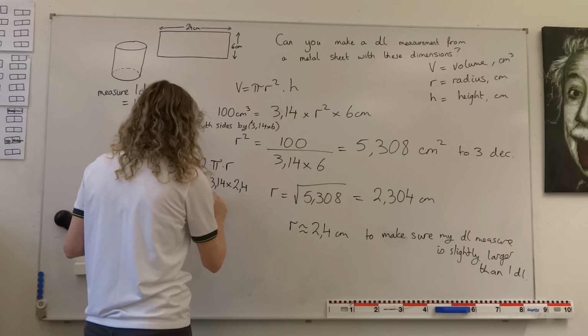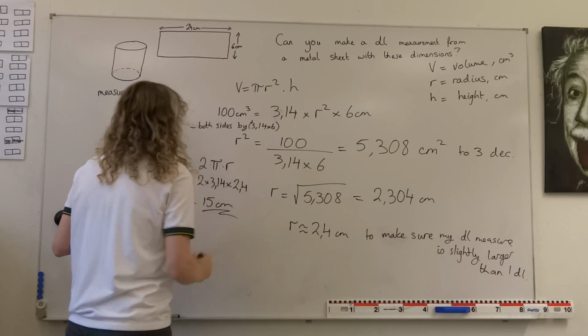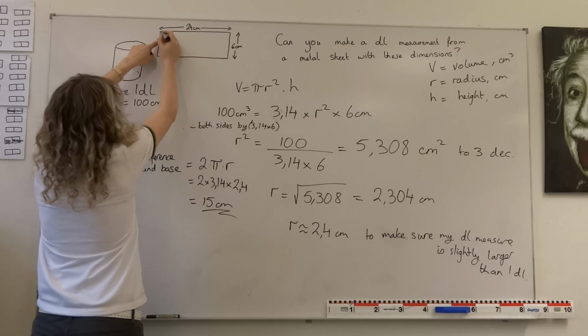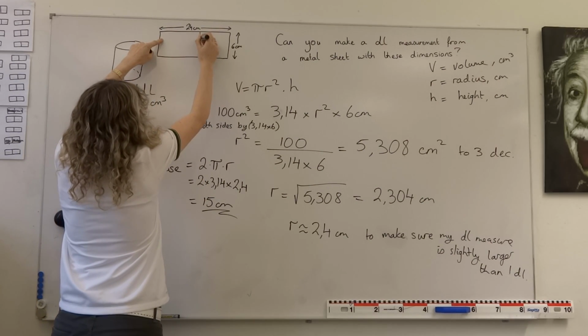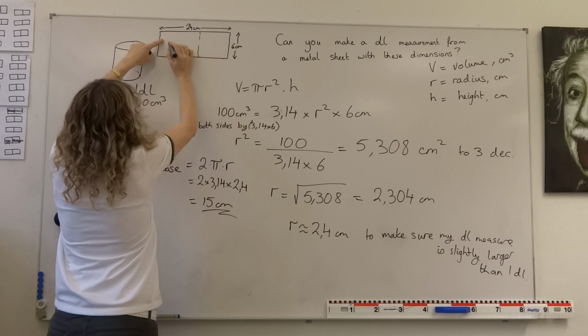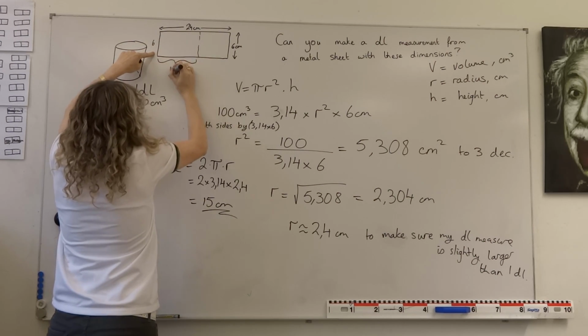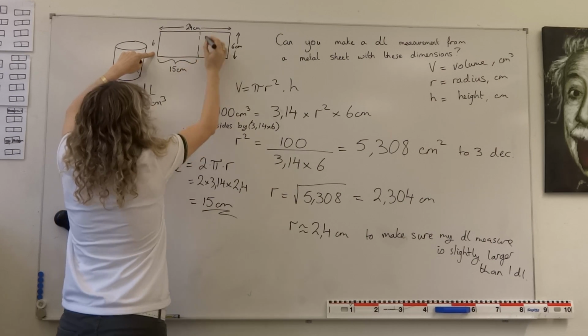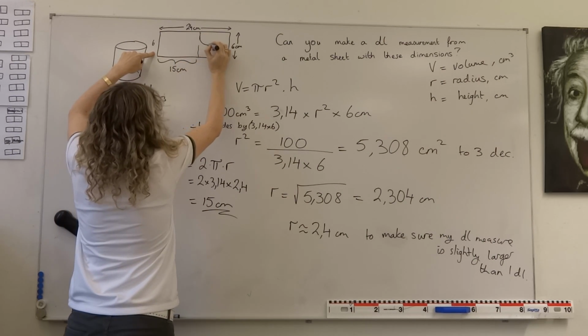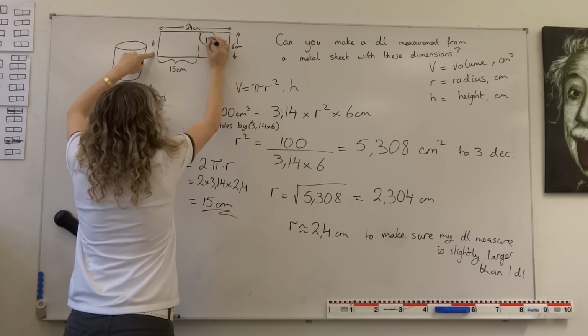15 centimeters. So that would mean I'd have first 15 centimeters here of my 24, use the whole height, so I would have 6 centimeters by 15 centimeters, and then I would have a radius of 2.4 on my circle.